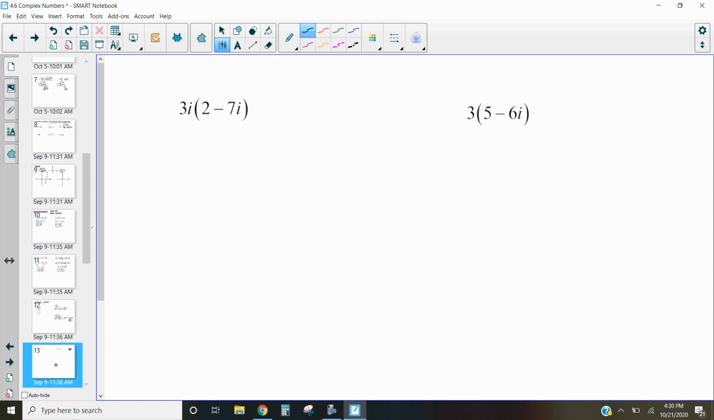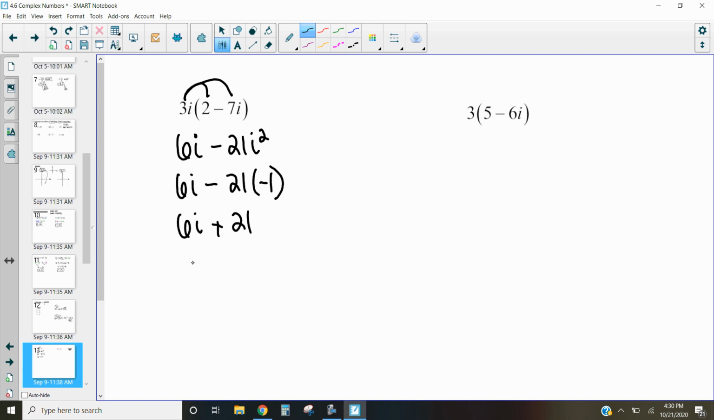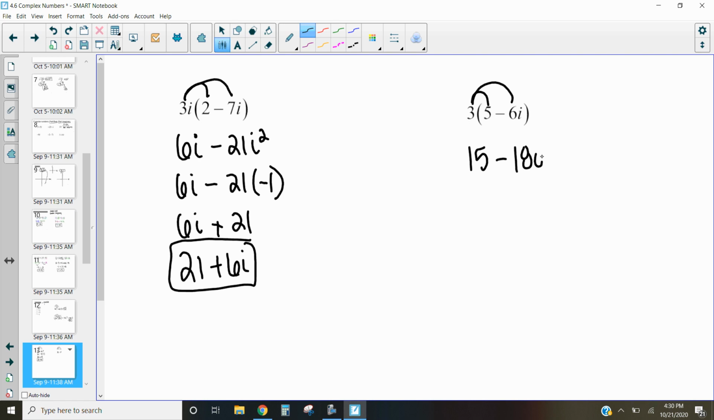Similarly, when we multiply, just like with radicals, we can multiply using the distributive property. So I'm going to multiply these by distributing them. So I get 6i, and then I multiply these two and you get -21i squared. But remember, i squared is the same as -1. So really we get 6i plus 21. And typically we would write that as 21 plus 6i, because we usually write our real component first, followed by our imaginary component. Now let's do the same thing with this one. We're going to multiply 3 times 5 to get 15, and 3 times -6i to get -18i.